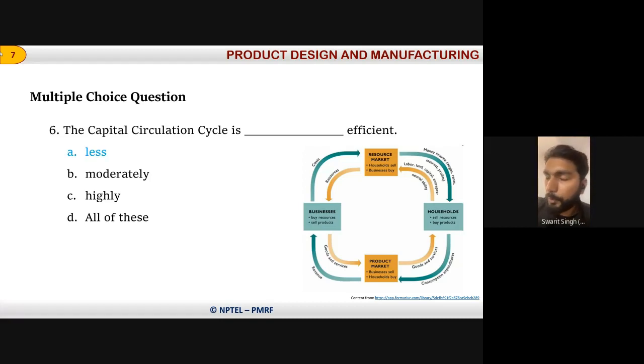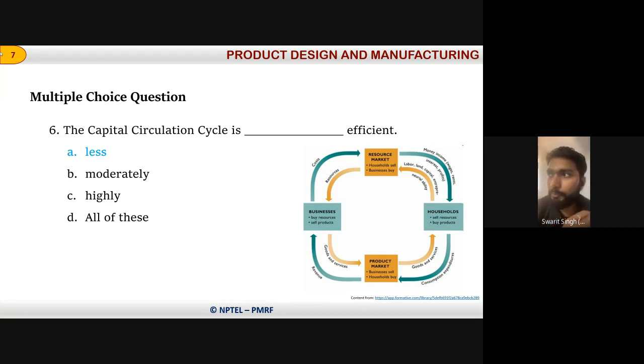Suppose a production firm has planned to produce some component or some product, but the demand for that product declines in the market. The household is not going to use those products. So what will happen? It will definitely be a loss for that particular firm, or for the input that is given to that firm from any source. So this kind of cycle is always prone to deficiency. So it is always a less efficient cycle.